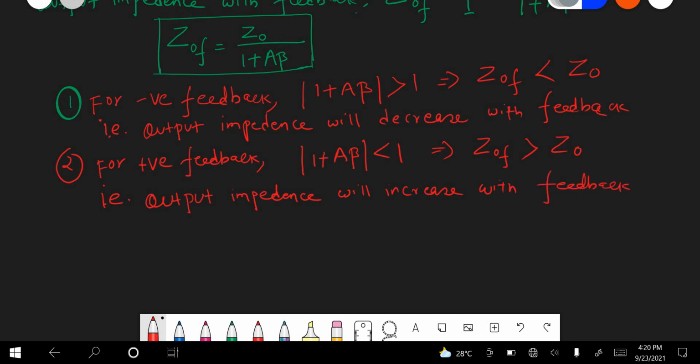ZOF is the output impedance with feedback. Okay, this ZOF represents the output impedance with feedback. So it increases or decreases depending upon the negative or positive feedback. I hope you have understood this.